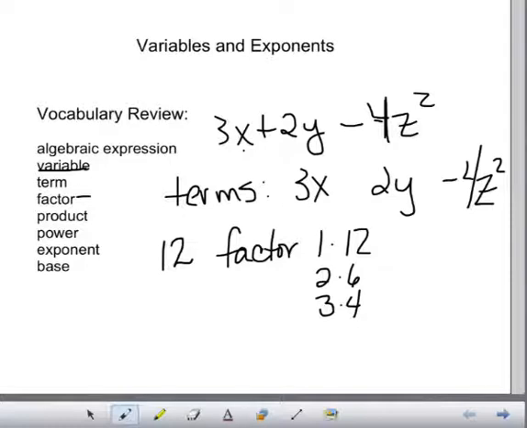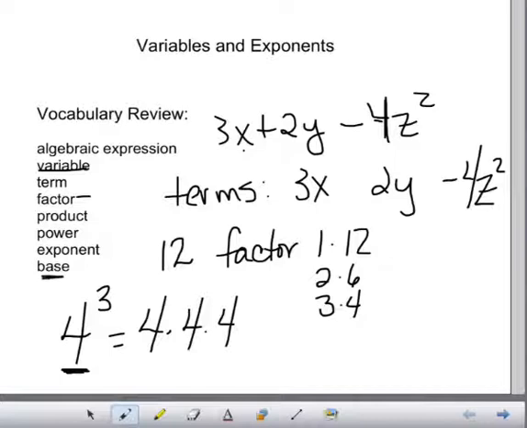Okay? Power, exponent, and base are dealing with exponents. So if I had 4 to the third power, that's my power. What does that really mean? What does 4 to the third power mean? It means 4 times 4 times 4. You're going to take your base number, base is one of the vocabulary words we're talking about. The base number is 4, and you're going to take it as many times as the exponent, 3 times. 4 times 4 times 4.